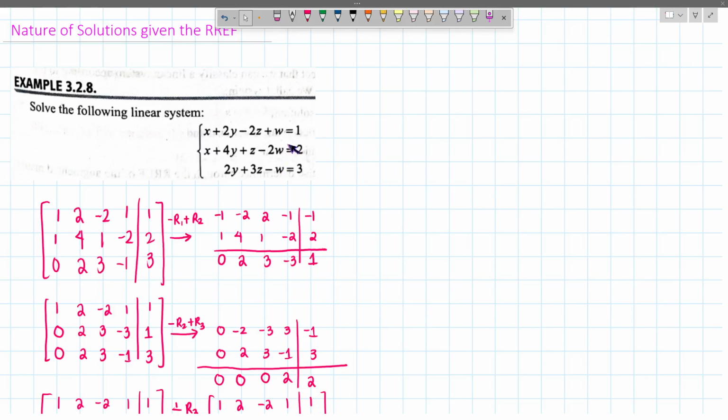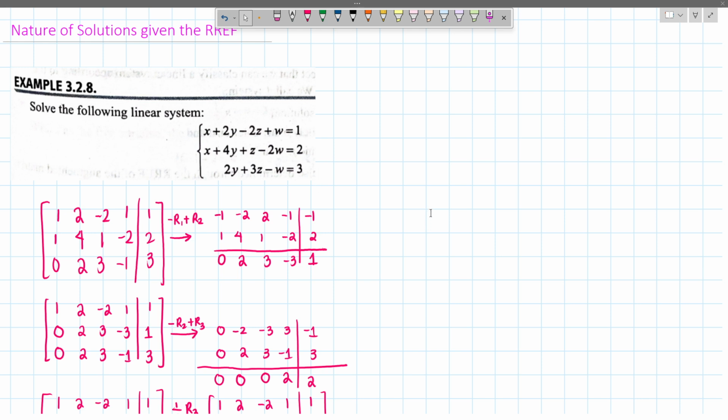Hi class, welcome to our video lesson on the nature of solutions given the reduced row echelon form. Before you watch this video, I hope you know how to reduce a matrix into its RREF. So let's have this example.